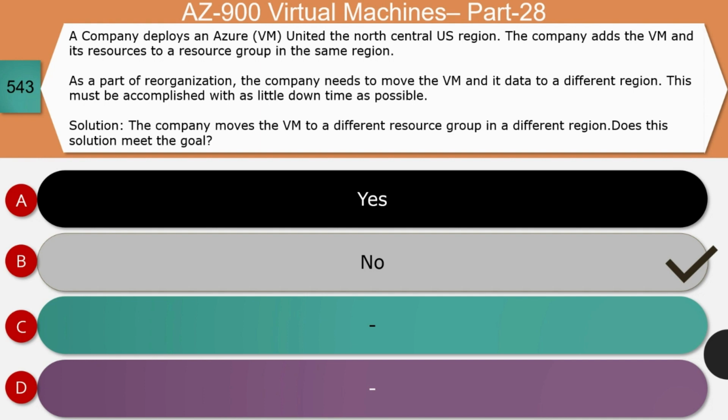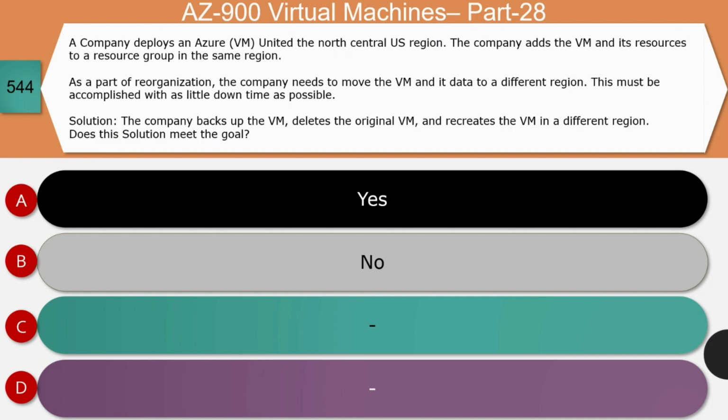Let's see the reason. Moving a VM and data to a different region cannot be achieved using the resource group. And so B is the right answer.